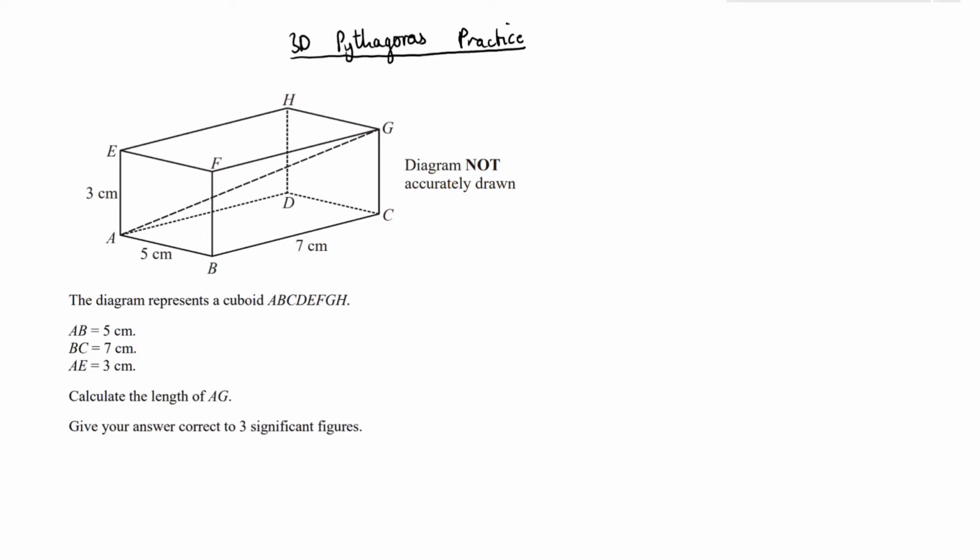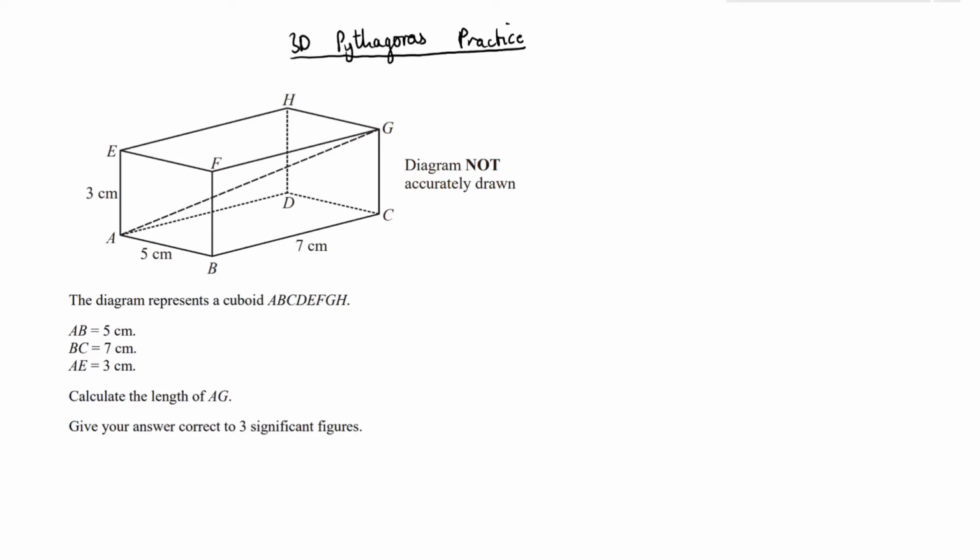We've been given a cuboid that's represented by all of these letters. They've told us that AB is 5 centimeters, BC is 7 centimeters, and AE is 3 centimeters, and they've asked us to work out this diagonal length of A through to G.